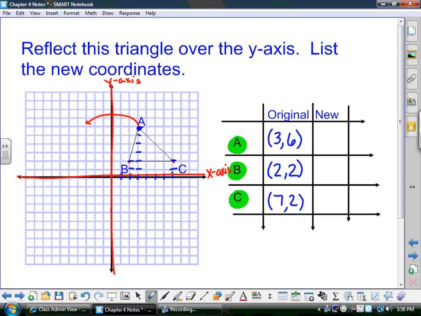If I took point A and reflected it over, I'm not going to change how high up it goes, but I'm going to change, instead of going 3 units to the right, I need to go 3 units to the left. So the new point A, which is going to be A with a little line next to it, has coordinates -3 comma 6.